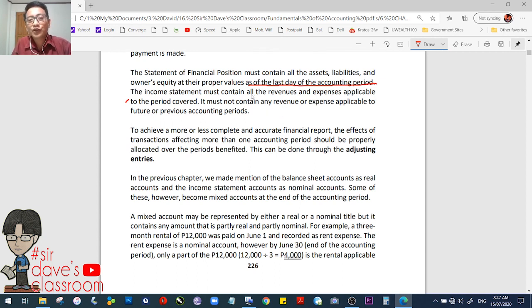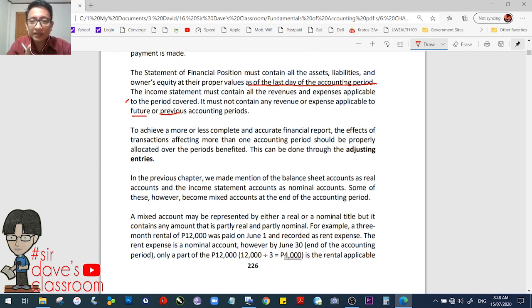Mahalaga ito because this is the reason why we are preparing the adjusting journal entries. So lahat ng applicable sa future at previous accounting periods must not be reflected on the statement of financial position or the statement of profit or loss.